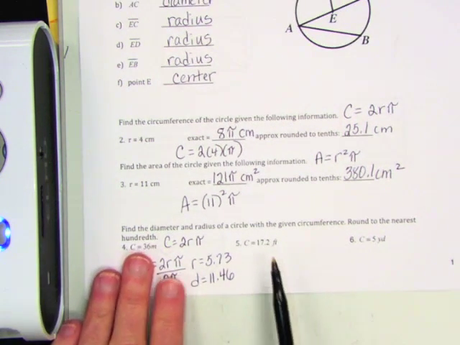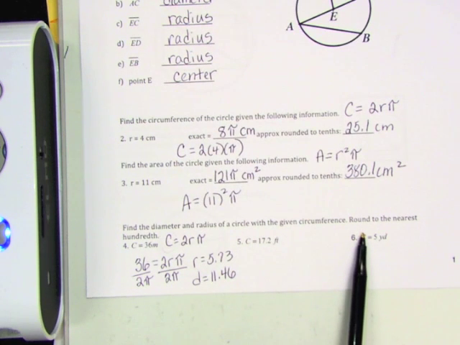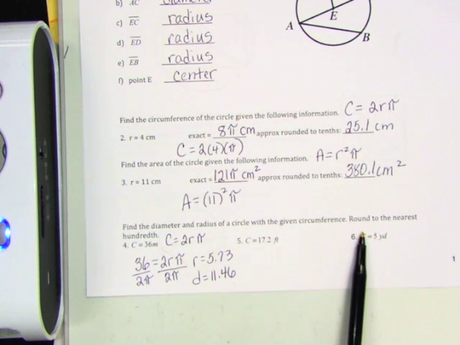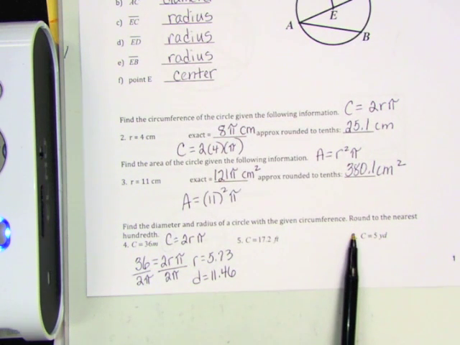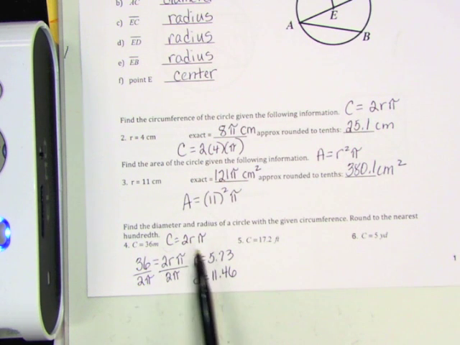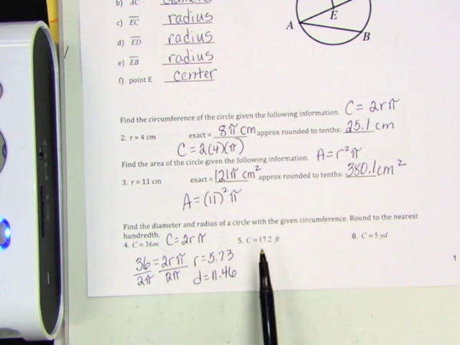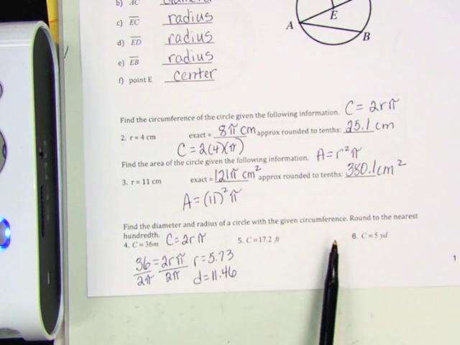Now I would like for you to try these 2 problems on your own, and then at the start of the next video I will show you the answers and we will complete the other side of the note sheet. Follow the way I did this one to determine the radius and the diameter for number 5 and number 6.